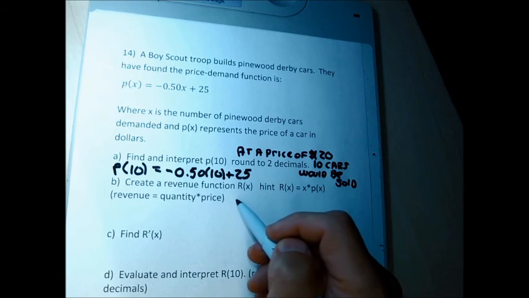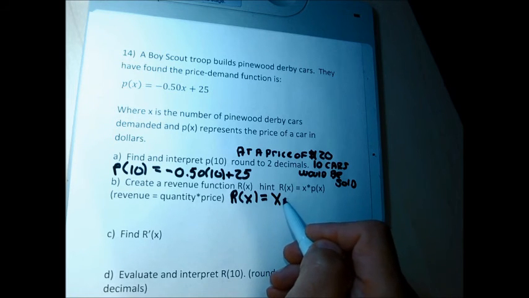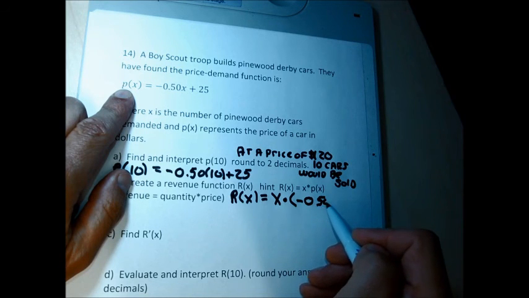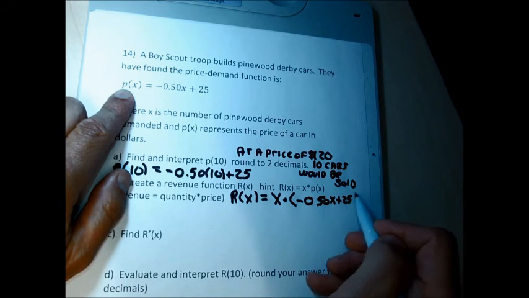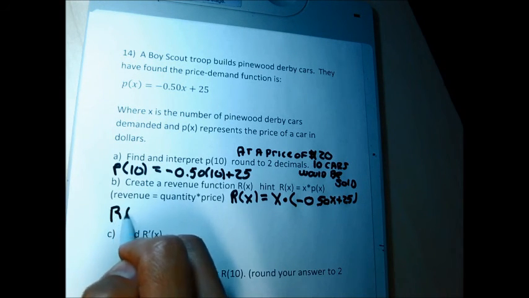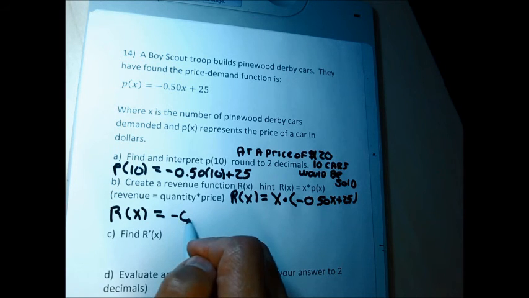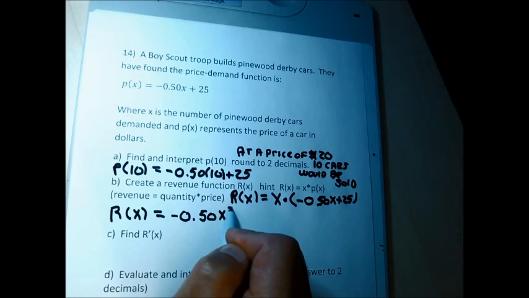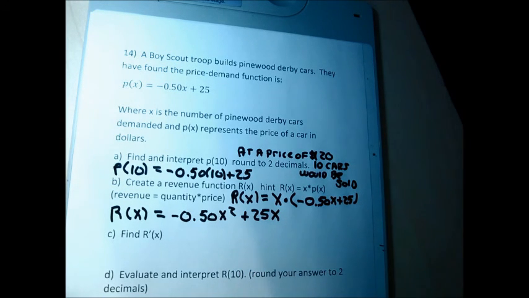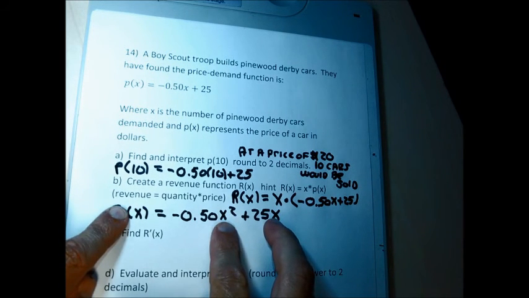So a revenue function is the number of units that you sell, X, times the price per unit, which is P of X. So my revenue function, it even tells you to do that, just multiply X times P of X. So the answer to part B, the revenue function is going to be, when I clear this parentheses, I'm going to multiply those X's and get negative 0.50 X squared. And then I'm going to multiply that X by that 25 and get plus 25X. So that's a revenue function. So that's going to give me how much revenue we're going to generate for selling X Pinewood Derby cars.